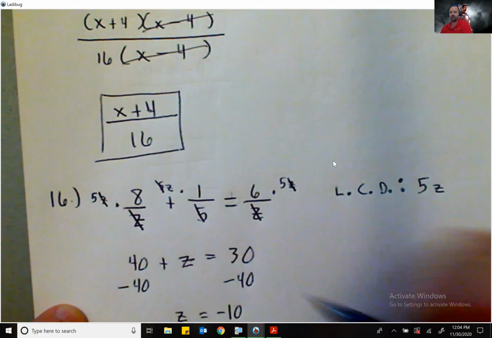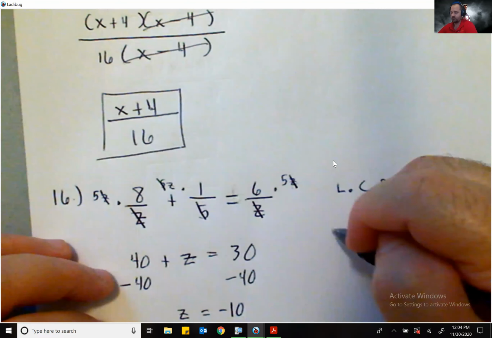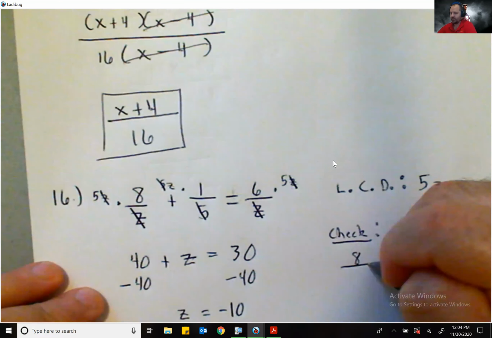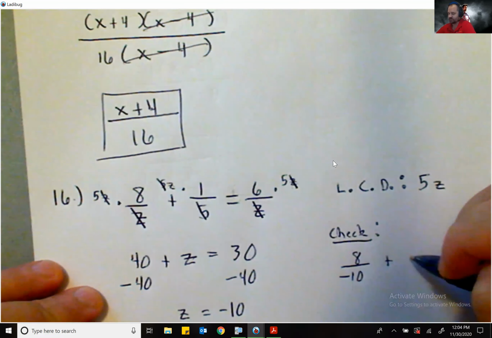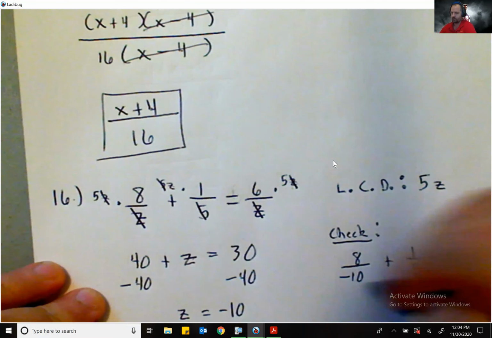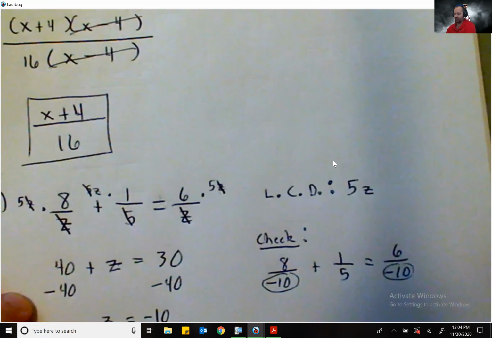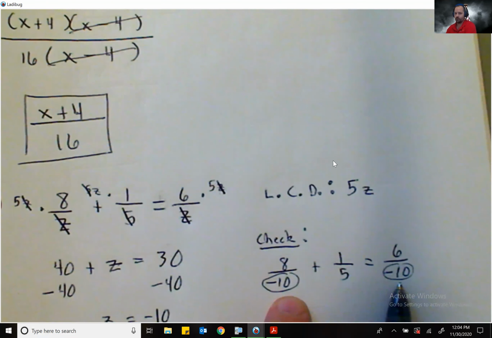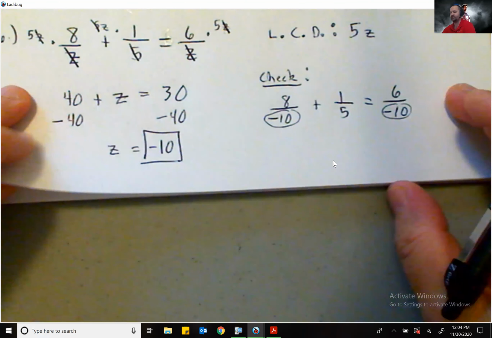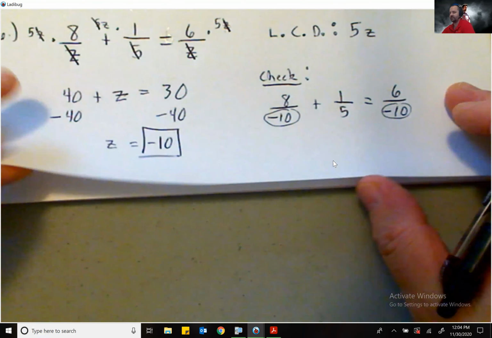Now, remember with these, you have to check the answer. And really what you're checking for is to make sure none of the denominators are 0. So here's where we plugged in. Are any of these 0? No. Then our answer of -10 is fabulous. All right, there's number 16. Let's jump over to number 17.